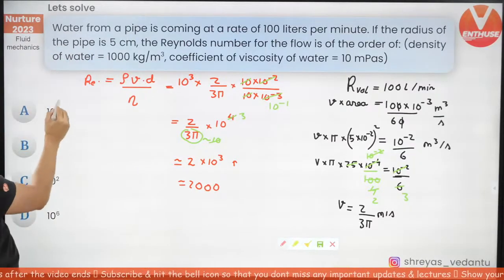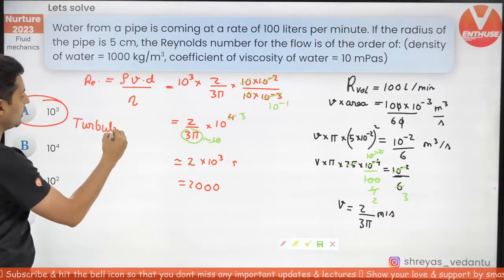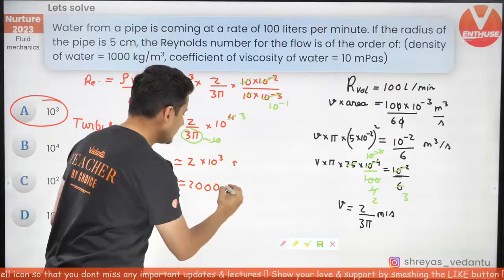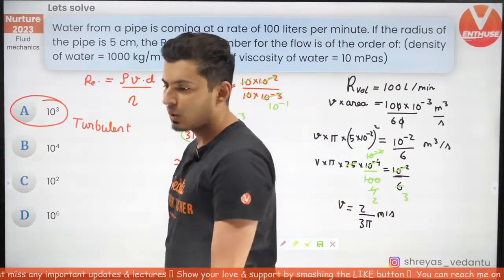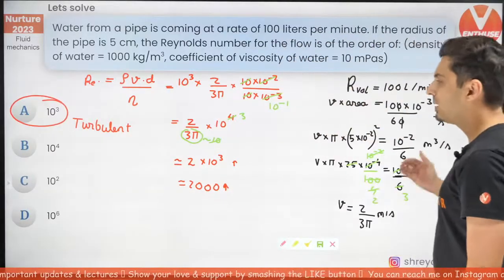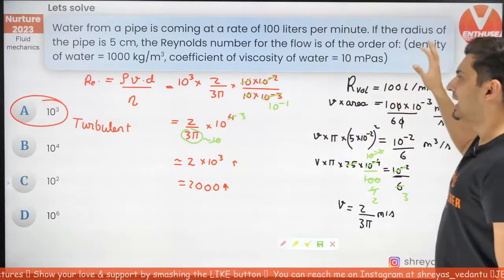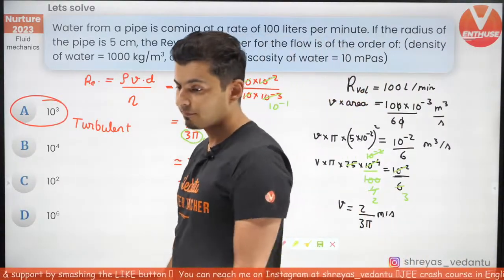So 2000 is basically 10 to the power 3, and definitely it will be turbulent flow, because this will not be exactly 2000, it will be slightly more than 2000. Does it make sense? Got it? So this is how you can predict whether the flow is turbulent or not turbulent. Although it was not asked, we still found it out.